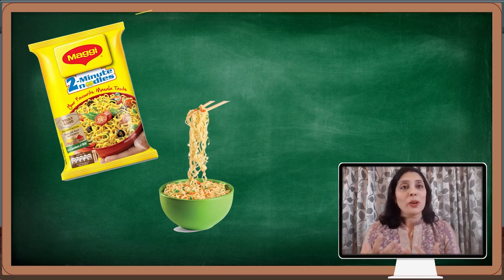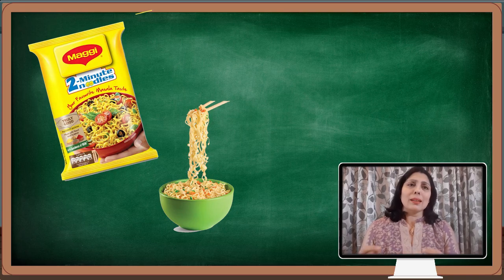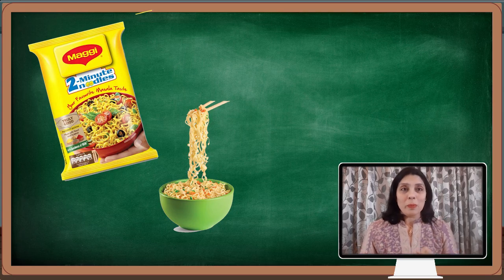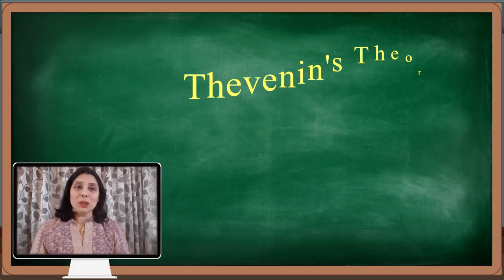Now, what do you do? What do you try? What do you experiment with Maggie? While you cook Maggie, at times you add a little bit of spice, at times you add a little bit of seasoning as per your taste. So Maggie becomes a new and a different kind of noodle for you, right? So this is a favorite food for all the new timers who are cooking for the first time and for all the hostlers, right? Now, let's come back to our electrical engineering concept of Thevenin's theorem.